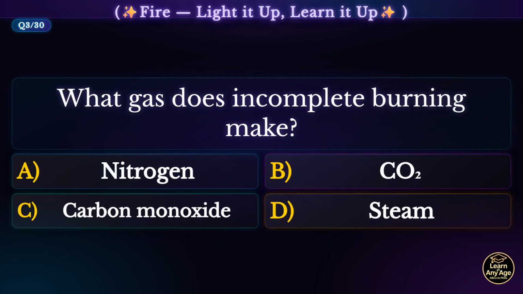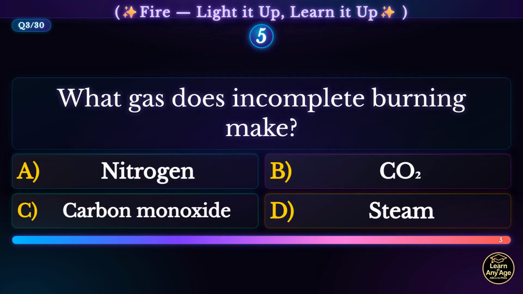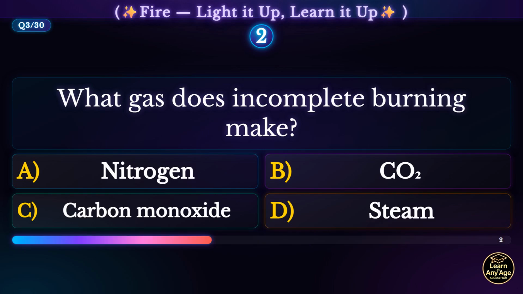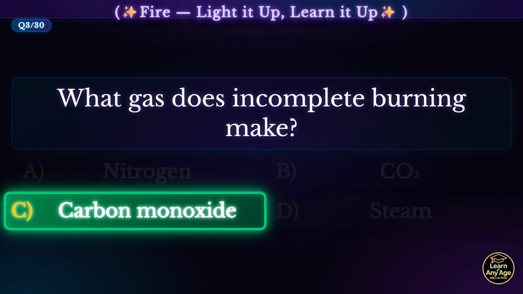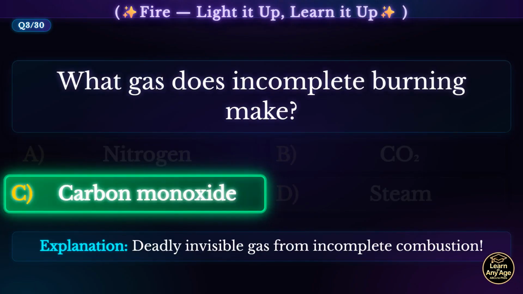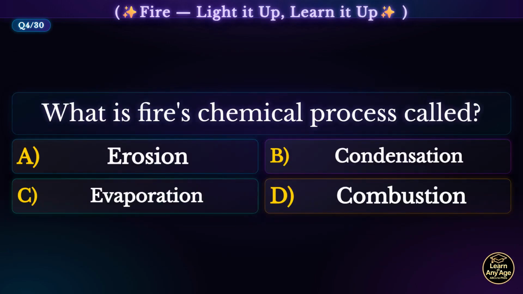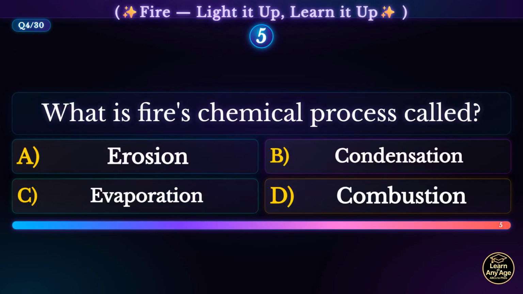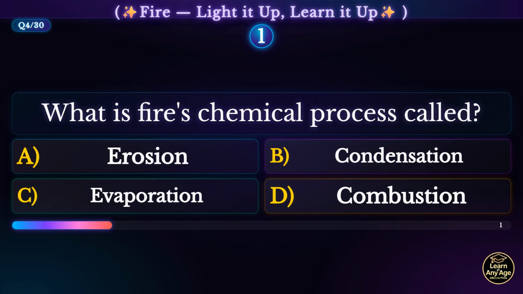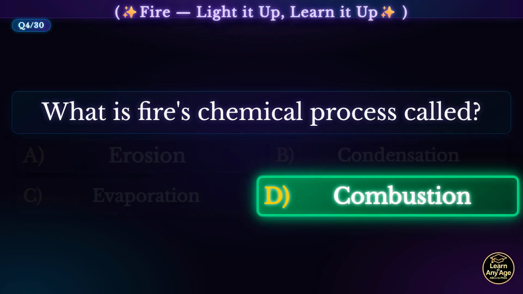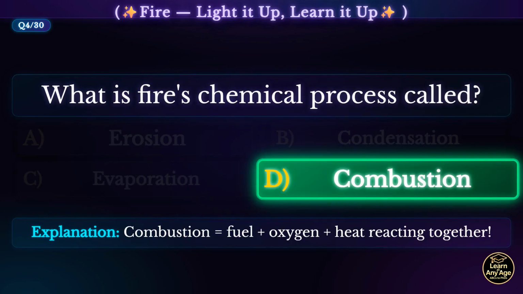What gas does incomplete burning make? Carbon monoxide. Deadly invisible gas from incomplete combustion. What is fire's chemical process called? Combustion. Combustion equals fuel plus oxygen plus heat reacting together.